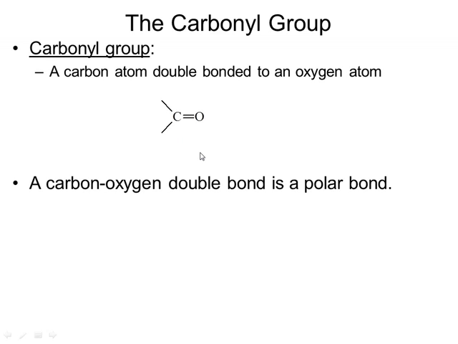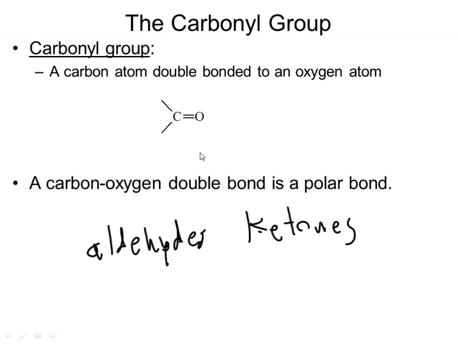Now, we see the carbonyl group in two types of compounds. We see it in aldehydes and ketones. I've already talked about aldehydes in a separate lecture. I'm talking about ketones now.